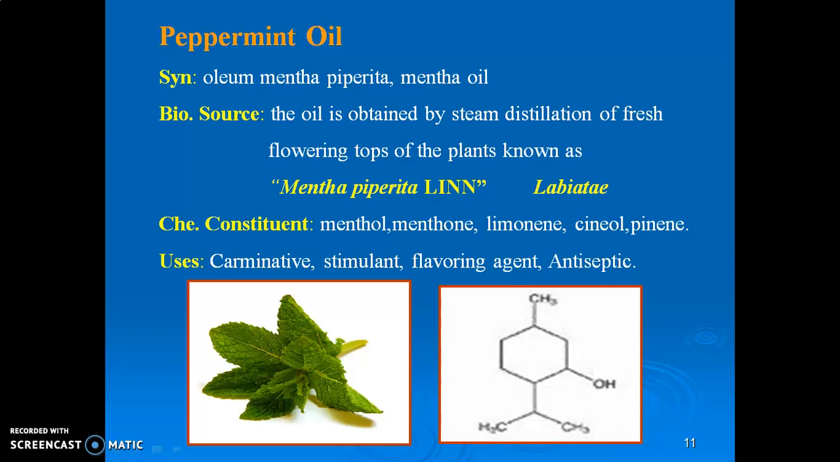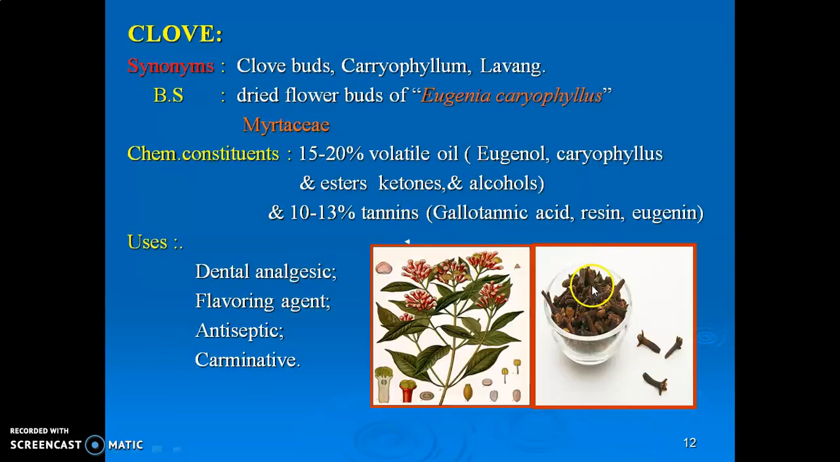Then the example, peppermint oil, which is also known by synonyms such as oleum menthae piperitae, mentha oil, obtained by steam distillation of fresh flowering tops of the plant Mentha piperita belonging to family Labiatae, which contains the important constituents menthol, menthone, limonene, cineol, pinene. It is used as a carminative, stimulant, flavoring agent, antiseptic. Carminative means it expels gases from the stomach; stimulant has a stimulating effect; flavoring agent gives a particular flavor; antiseptic prevents sepsis.